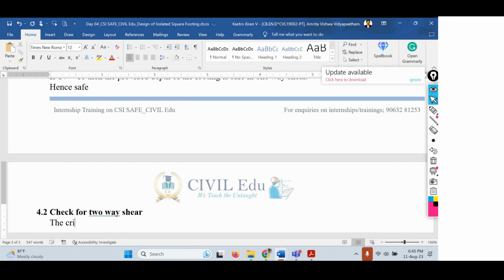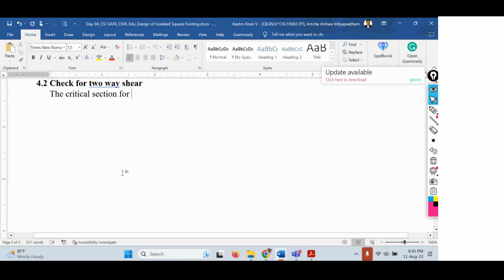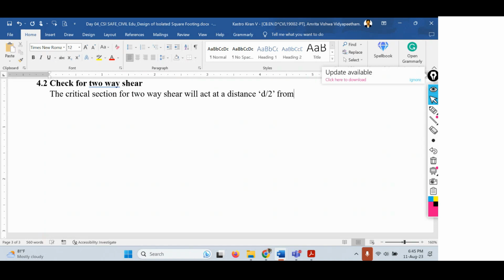The critical section for two-way shear will act at a distance of d by 2 from the face of the column, on all sides. Since it's a square footing, there won't be any problem on all sides.